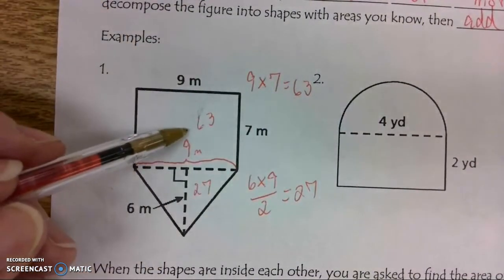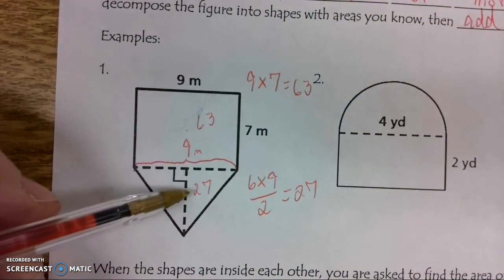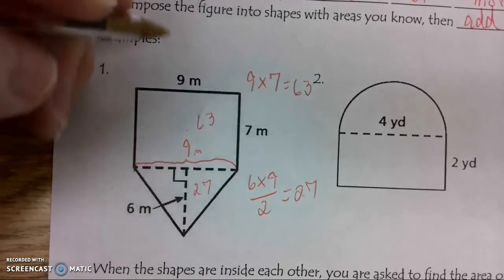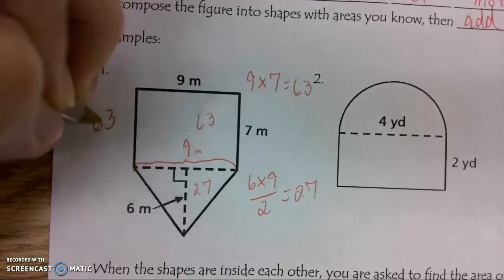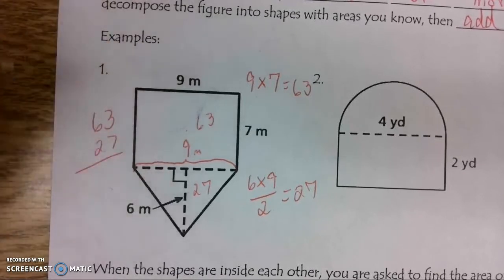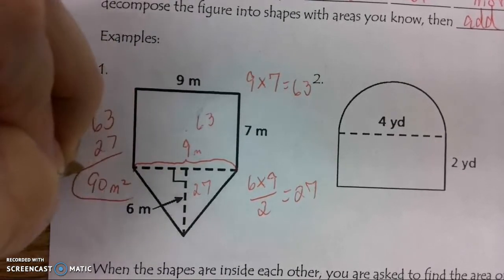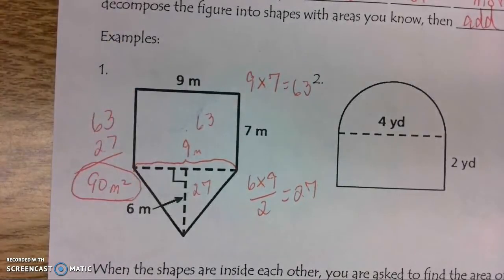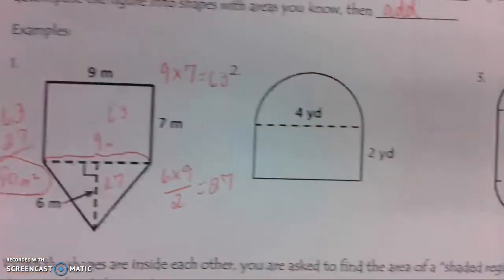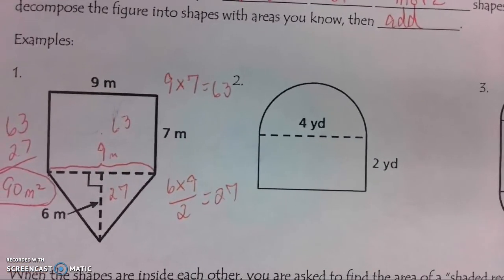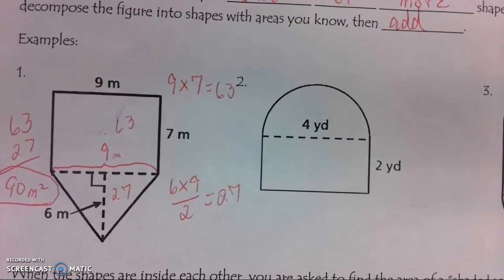So the area of the rectangle is 63, the area of the triangle is 27. Not finished, because now I need to add 63 and 27, and that gives me 90 meters squared, the sum of those two shapes. Now, my second figure is a semicircle and a rectangle.